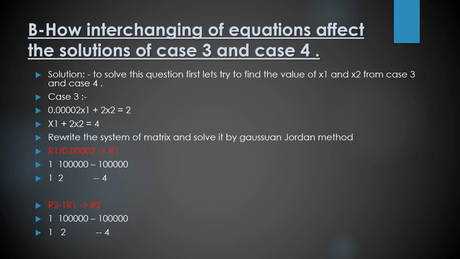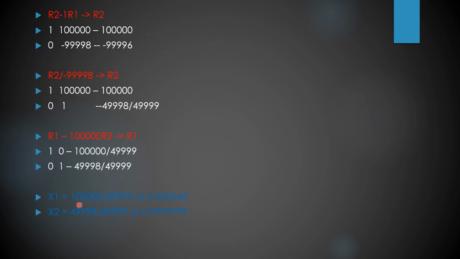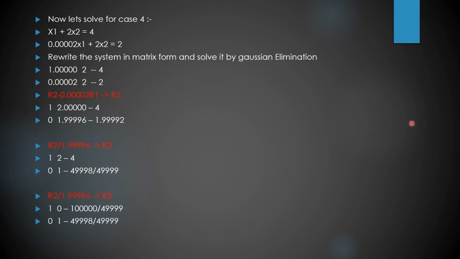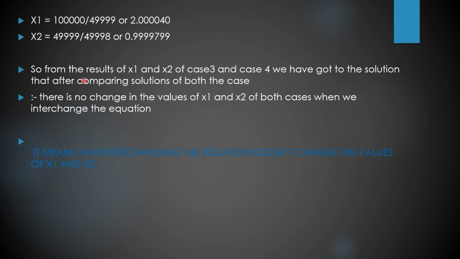After applying row operations, we have first got x1 is equal to 2.000 and x2 is equal to 0.999. Then we again apply the row operations for the changed equations, and after applying those matrix row operations, we have seen that x1 is the same, 2.00, and x2 is equal to 0.999. So from the results of x1 and x2 of case 3 and case 4, after comparing the solutions of both cases, there is no change in the values of x1 and x2, which means that interchanging the equations doesn't change the values of x1 and x2.